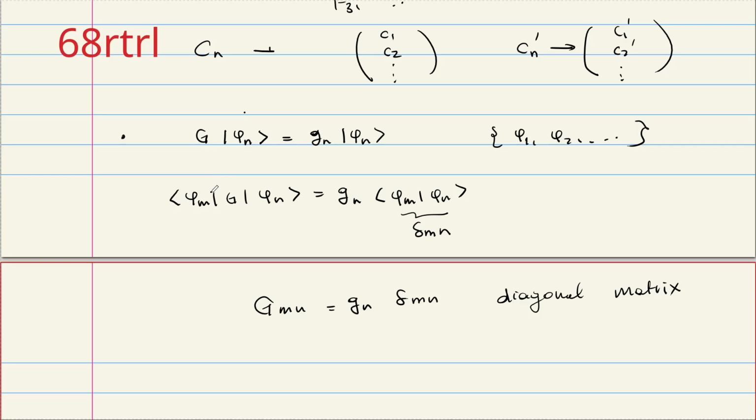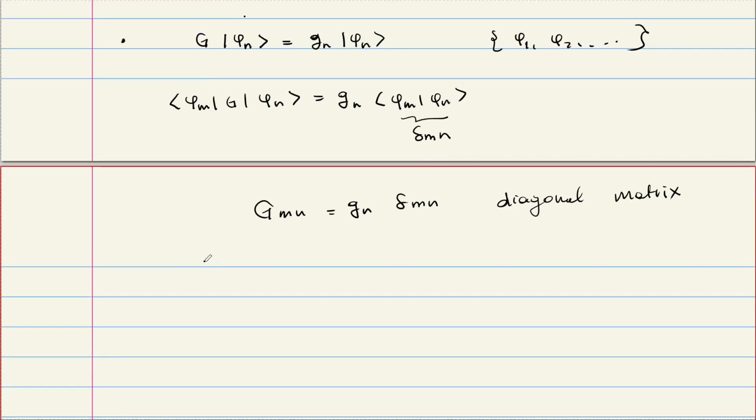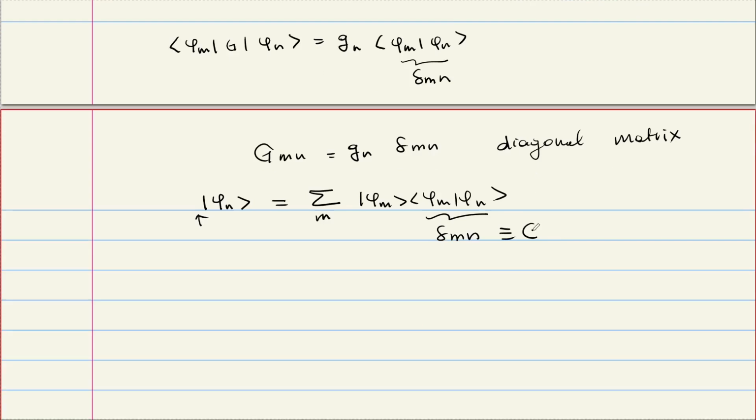You can also think about the representation of states, for example, phi n. I can put 1 here. So this is phi m phi n, and this is delta mn. Therefore, the coefficient of expansion C_m in this case is represented by 0, 0, and so on, with a 1 in some place, and all the others are 0.